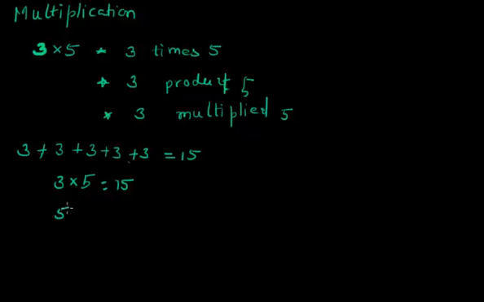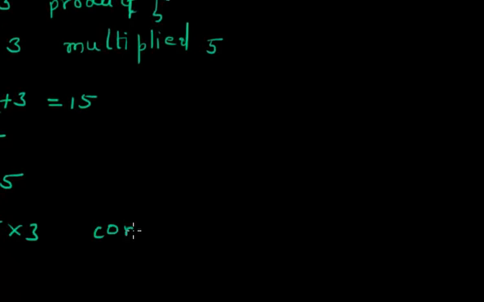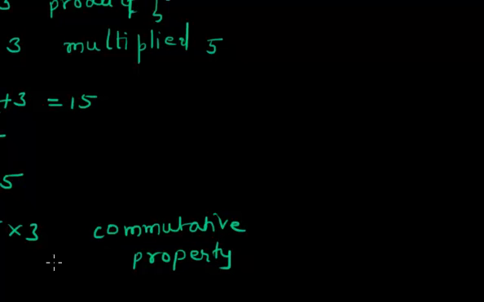Now what is the product of 5 times 3? You know this is also 15. So 3 times 5 is equal to 5 times 3. So the multiplication of two numbers, even if you change the places, the value doesn't change. This property of multiplication is the commutative property of multiplication. So the property of commutativity holds true for multiplication.